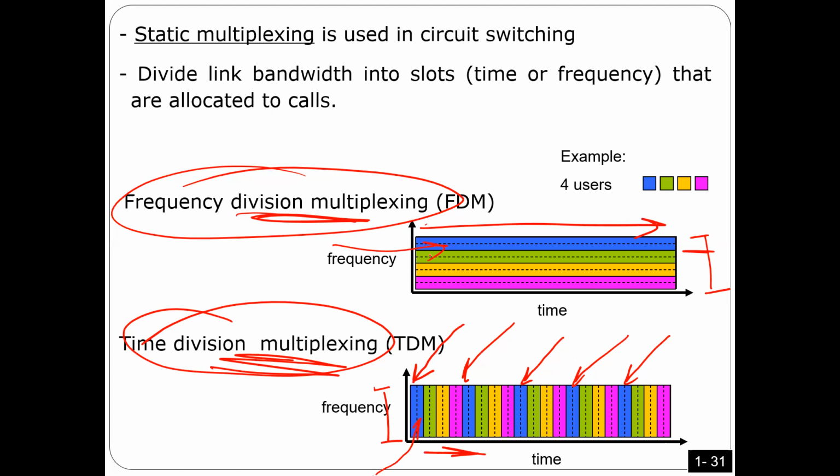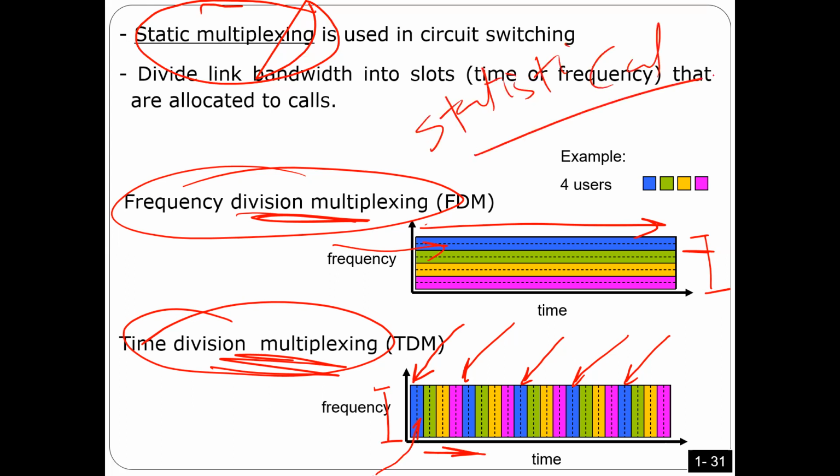And this idea, we call it static multiplexing. The idea of static multiplexing, this kind of multiplexing. In the internet, we do also multiplexing, but we don't call it static. It's not static. We call it statistical, where if you want to transmit, you just transmit.